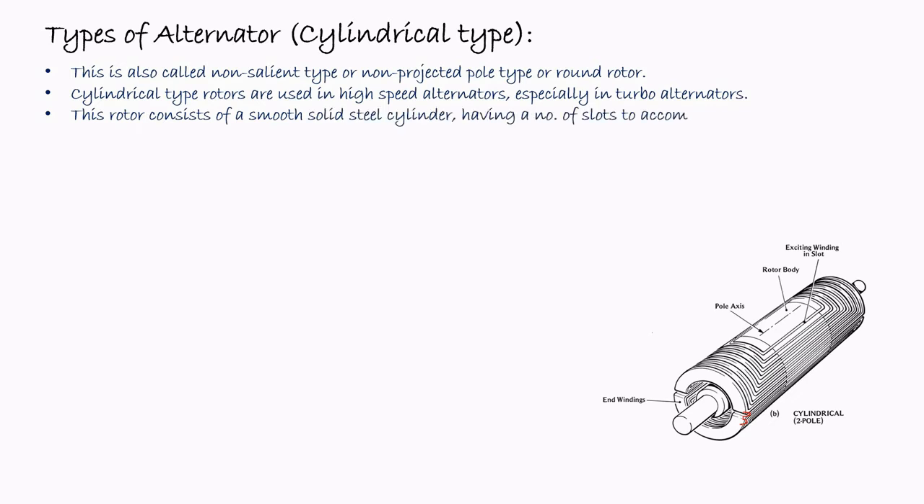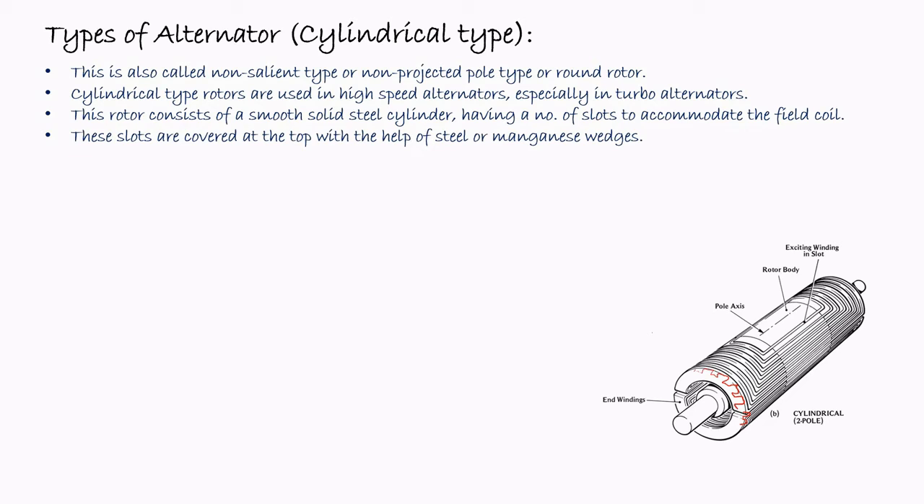This rotor consists of a smooth, solid steel cylinder having a number of slots to accommodate the field coil that we have mentioned here. There are a number of slots on the periphery of the rotor and the field windings are placed on this rotor. These slots are covered at the top with the help of the steel or the manganese wedges. The unslotted portion of the cylinder itself acts as a pole. So there is some part of the cylinder where there are no slots. So this can act as a pole of the rotor.